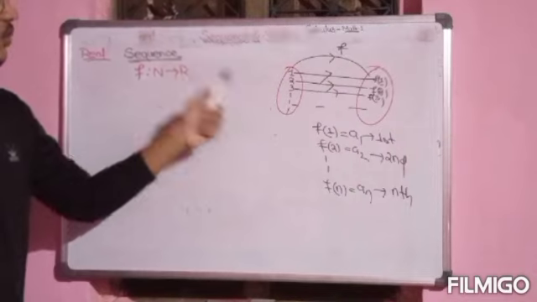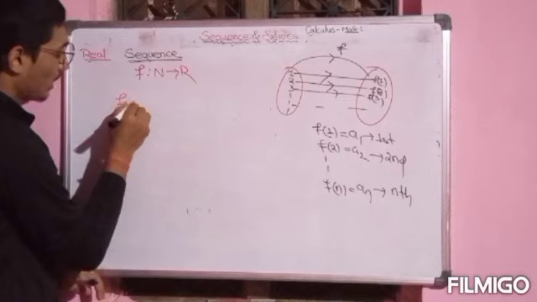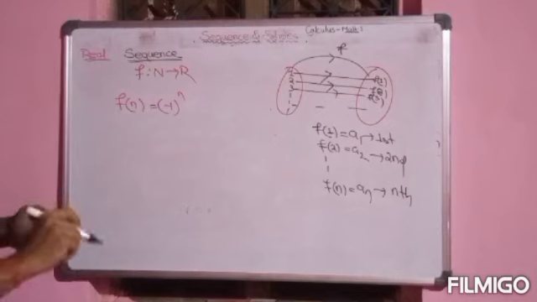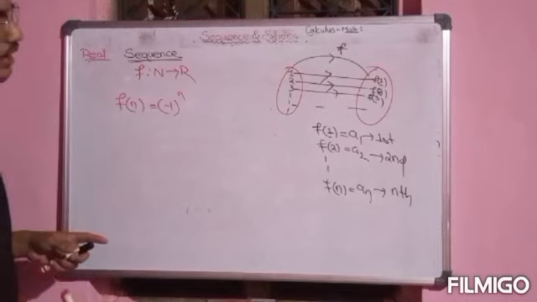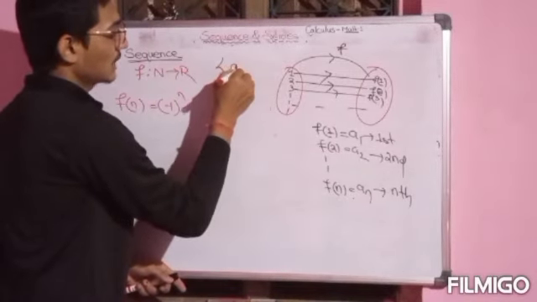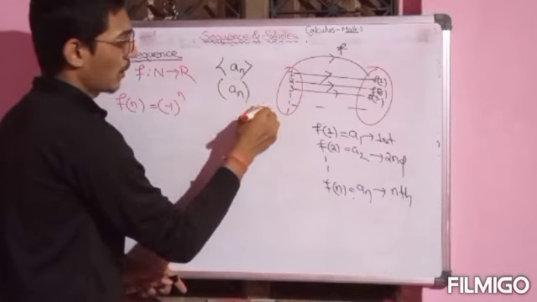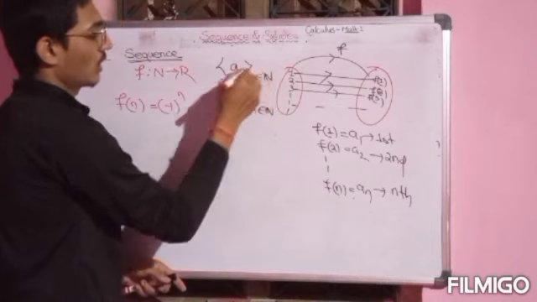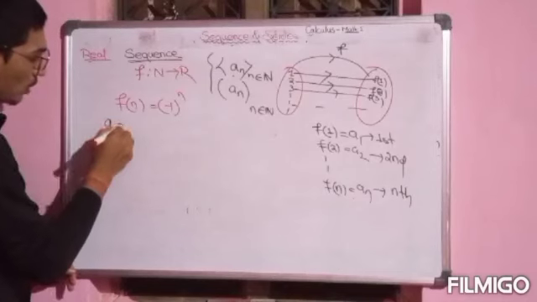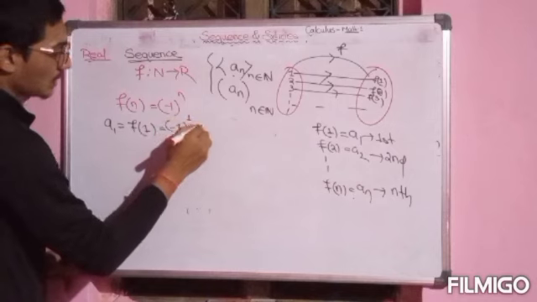Then sequence things over. Let me give some examples. Suppose f of n is (-1) power n. So how can you write the sequence? And these terms a1, a2, an, and we will denote the sequence as an, or we can denote like this. What is an? An is natural number. Here n is also natural number. We can denote either this way or this way. So here what will be my sequence? My a1 will be f of 1. F of 1 will be (-1) power 1 is -1.